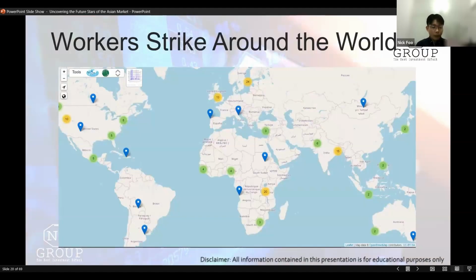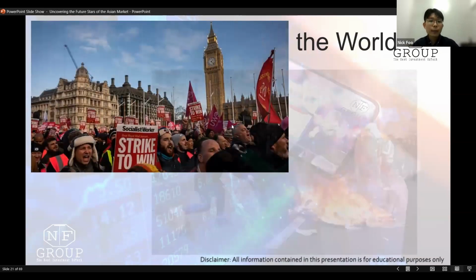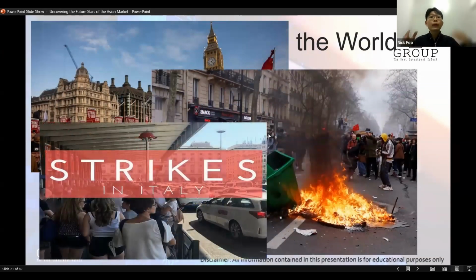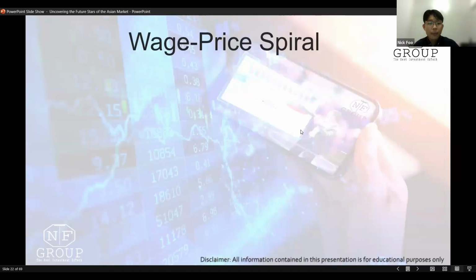Now the concern is about workers' strikes around the world, ladies and gentlemen. If you look at all these points, there are a lot of strikes around the world. We have strikes in the UK, France, Italy. Even in Asia there are some worker strikes, in Korea and the Philippines. So my main concern is the wage price spiral.